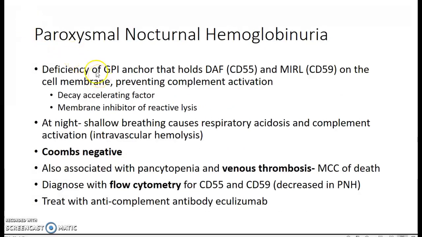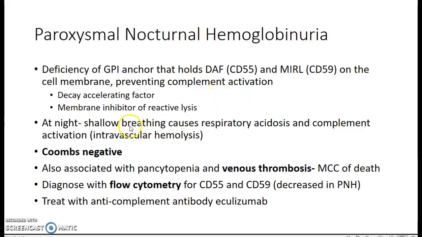PNH, so that's kind of a weird Coombs negative disorder. It's actually a disorder of the GPI anchor that holds these proteins that prevent complement activation. So you lose the anchor, you lose these proteins that prevent complement activation, you get this kind of spontaneous formation of the membrane attack complex, causing intravascular hemolysis.